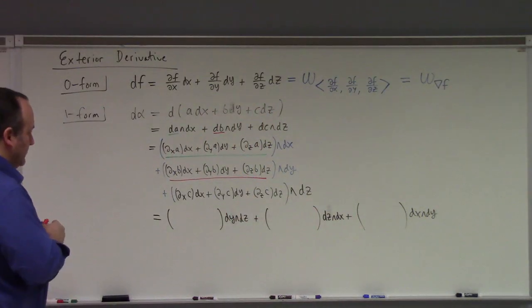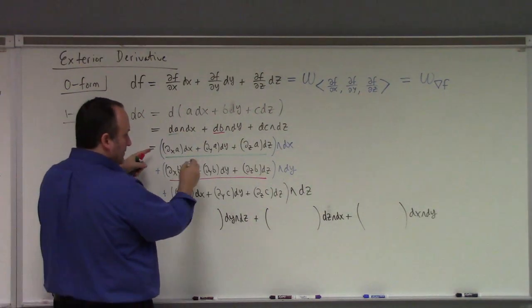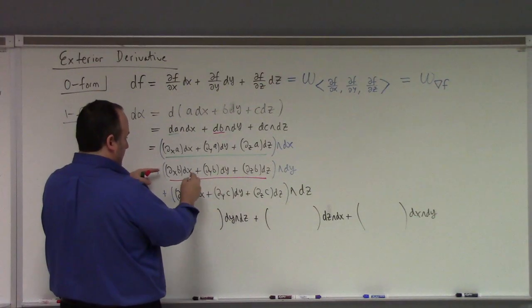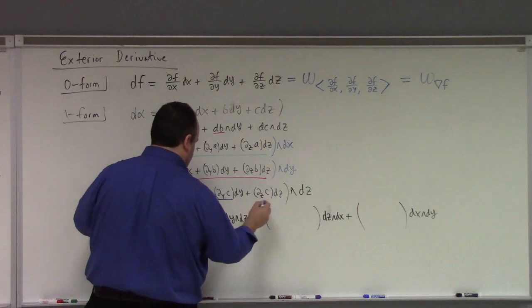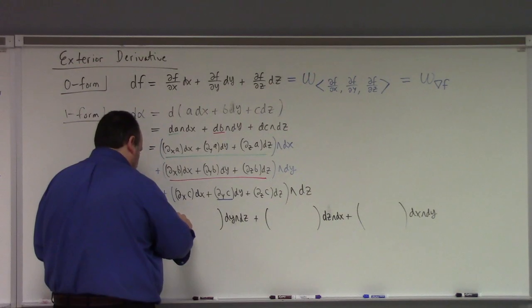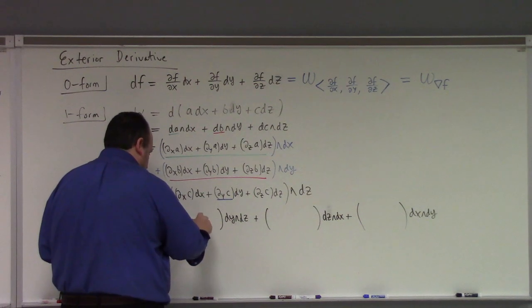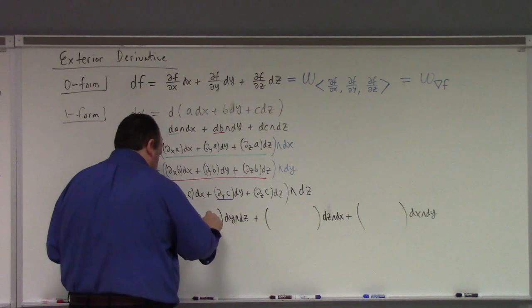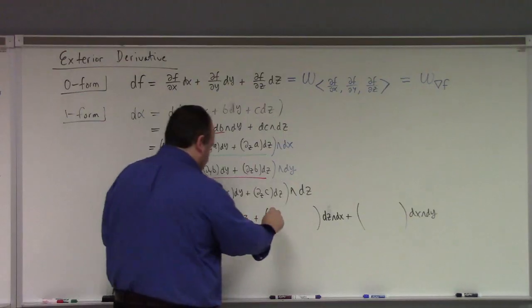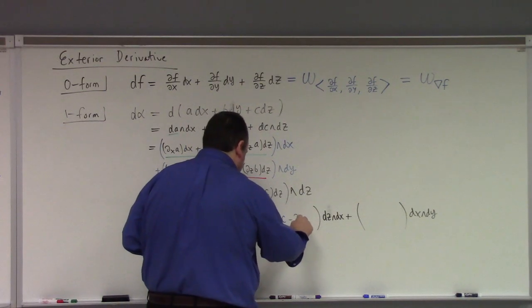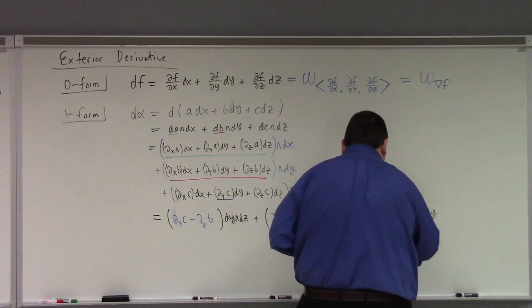And so if you look at that, what do we have here? For yz, I've got partial yc minus partial zb. Then for the zx term, I've got partial zc minus partial xa. And then finally, I've got partial xb minus partial ya.